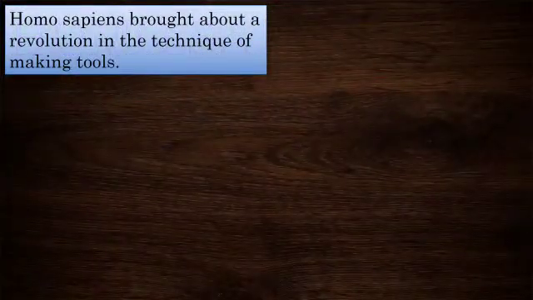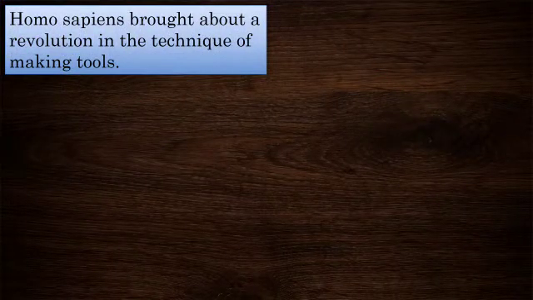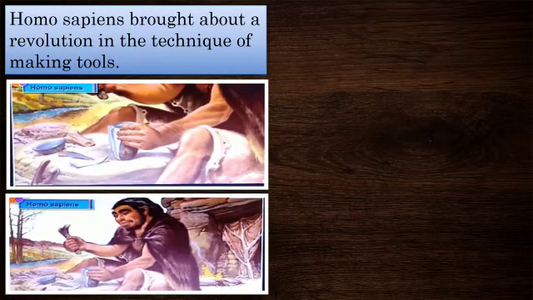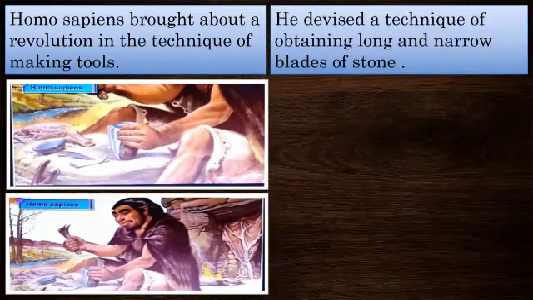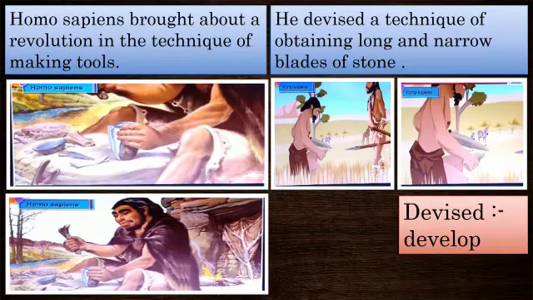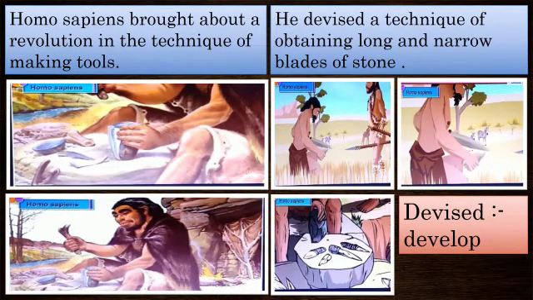So my dear students, in our last slide we saw that Neanderthal man made progress in tool making technique, like he began to make smaller tools. But Homo sapiens brought a revolution. Homo sapiens brought a change in the technique of making tools. He devised a technique. Devised means he developed a technique of obtaining long and narrow blades of stone.